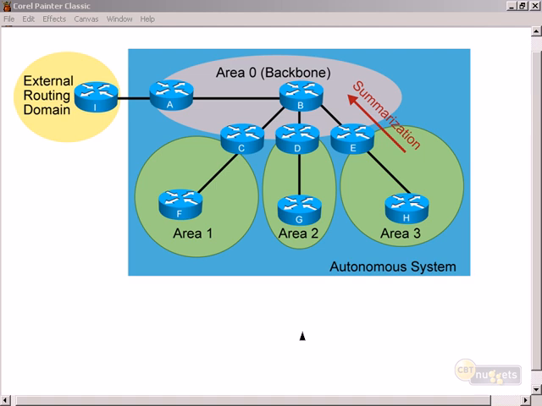Our final concept deals with the concept of the area. As you can see from earlier, as our link state network gets larger and larger, we only had less than a dozen routers, but if we get to hundreds or thousands of routers, think about that overwhelming process of all of the flooding and all of the scalability issues of building that link state database for all those routers.